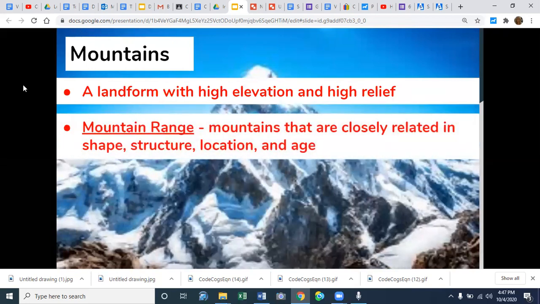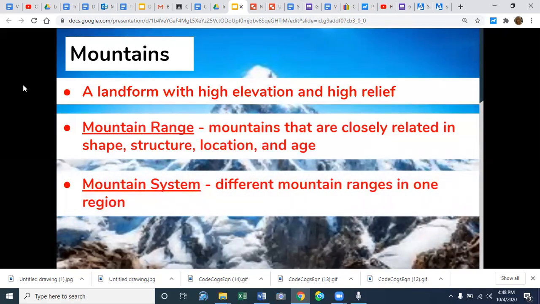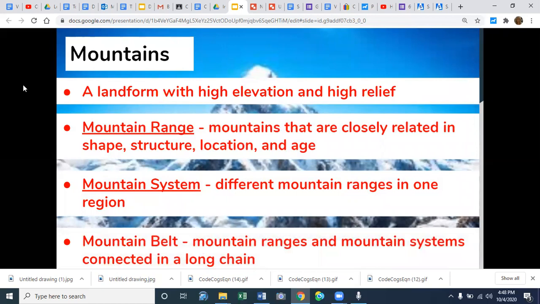A mountain range is mountains that are closely related in shape, structure, location, and age. So you could have one mountain, then you can have a bunch of mountains together to make a mountain range. And then you can have a bunch of mountain ranges together, and that's called a mountain system. And then you can have mountain ranges and mountain systems all together to make a mountain belt.